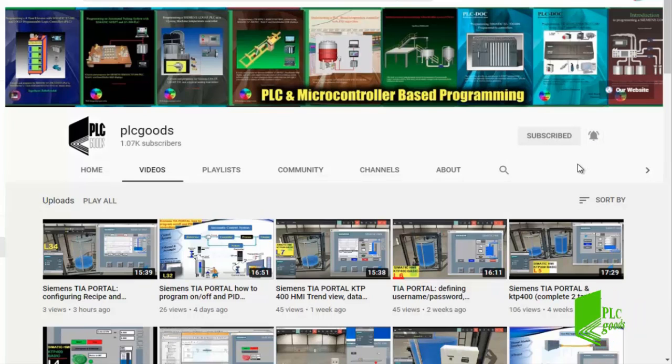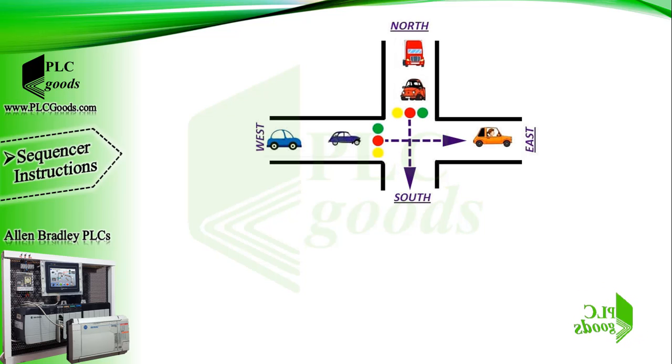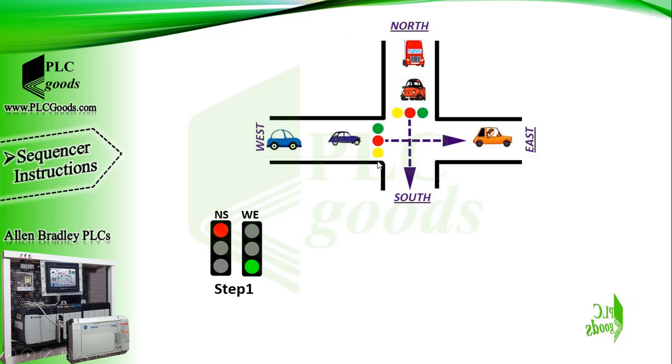Alright. To illustrate the purpose and function of the sequencer instructions, we will examine the operation of a four-step sequencer with this intersection. We're going to write a program to control traffic in two directions, west to east and north to south. Each way has its traffic light.